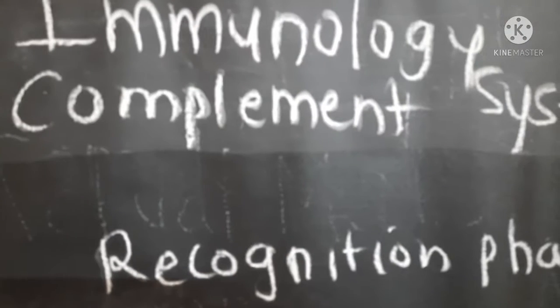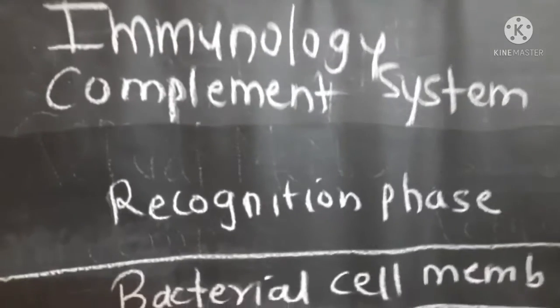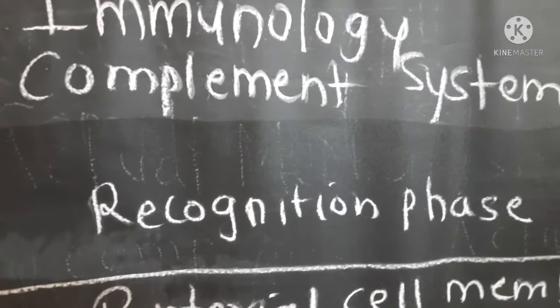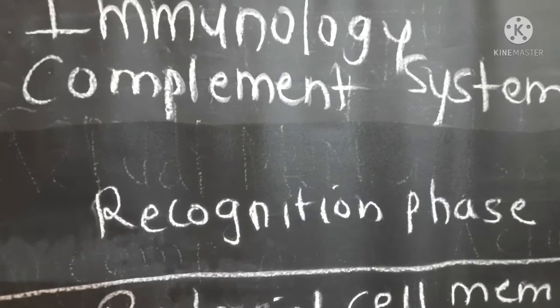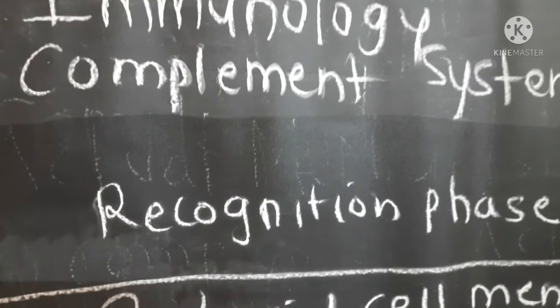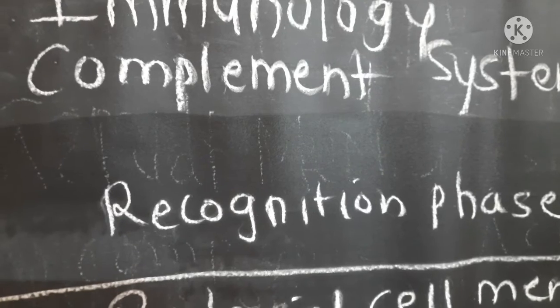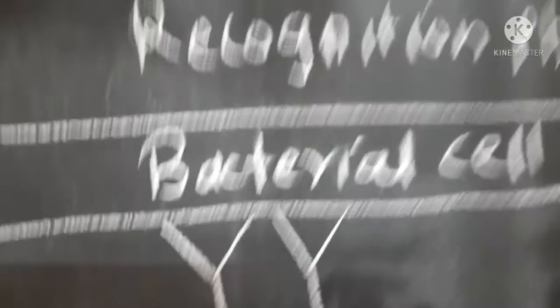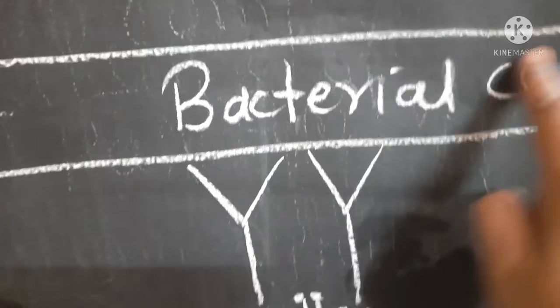Students, we are studying the complement system, and we will go to the next phase, that is the recognition phase. How the complement system recognizes the antigen antibody complex and how the initial steps occur, we will see in today's video.